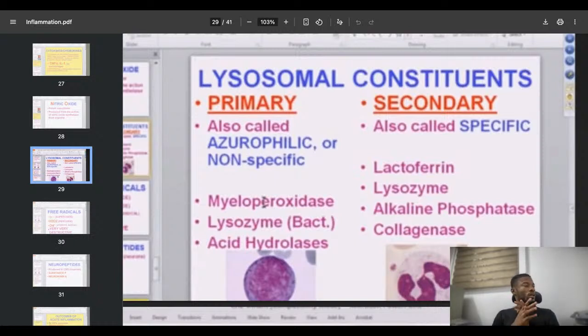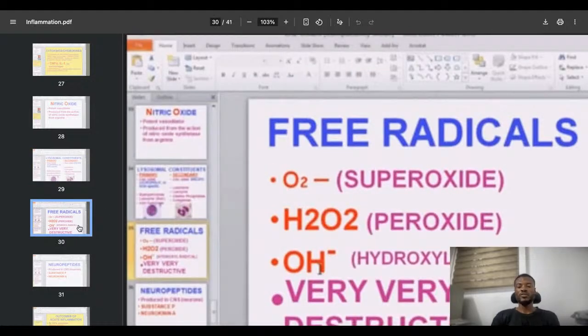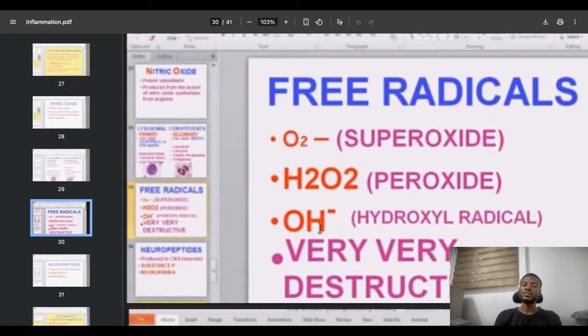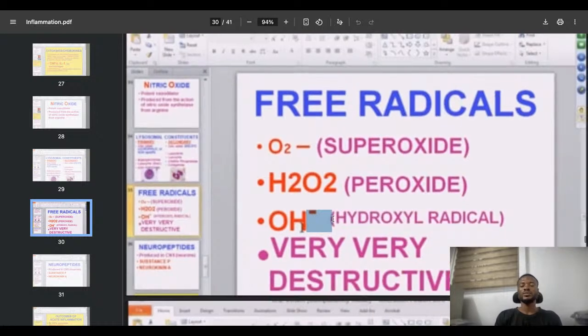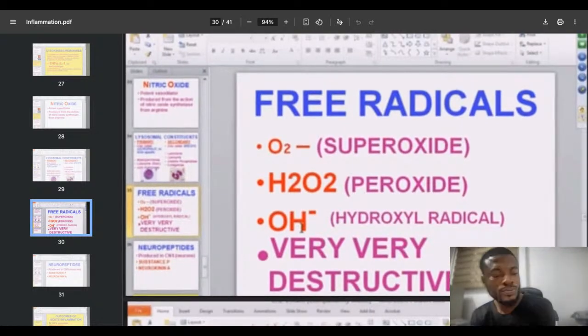Whatever cause of injury contains collagen, there are collagenases that will break them down. So that is the primary and then the secondary lysosomal constituent. We also mentioned free radicals, and we said that the free radicals are byproducts of oxygen metabolism in the cells, especially within the mitochondria. And even though they are produced naturally, they are very harmful, and their accumulation is not in the interest of the cell.